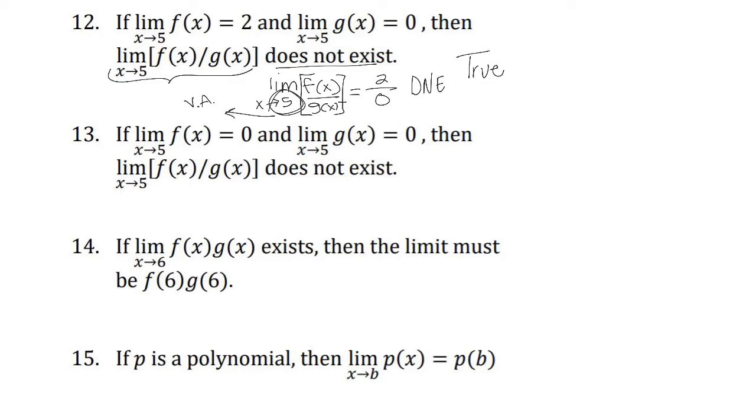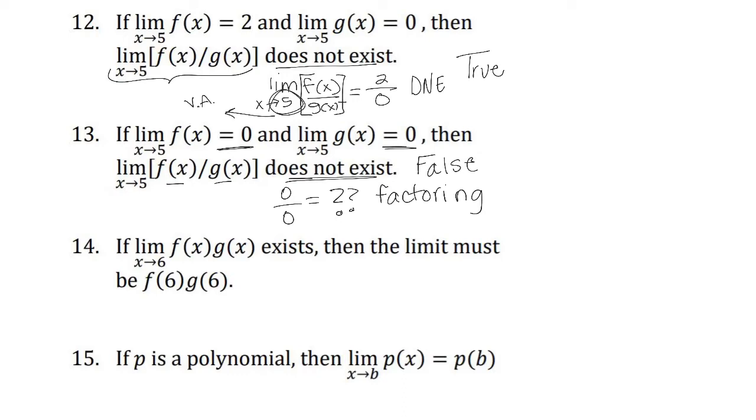Okay, number 13. This one's going to be a little bit different, though. It's the same idea here and here. And notice we're going to get 0 over 0, which we don't know what that equals. That meant we had to go back and do some factoring or some kind of rationalizing. So to make the statement that this just does not exist, that's going to be false. We don't have enough information to determine that yet.